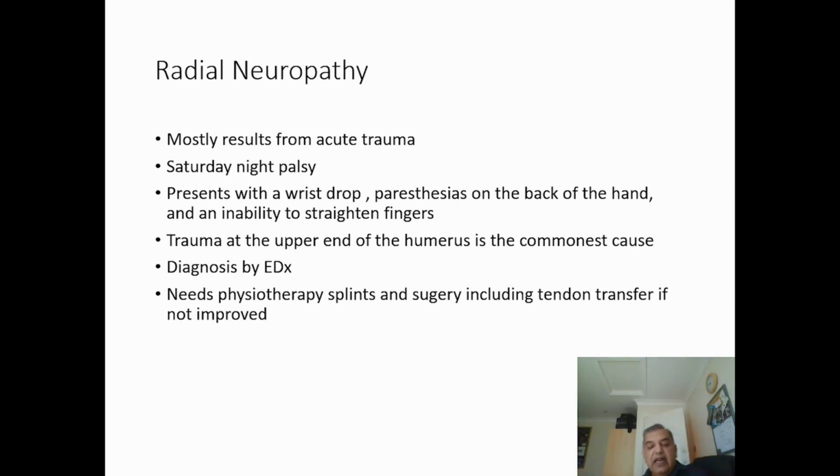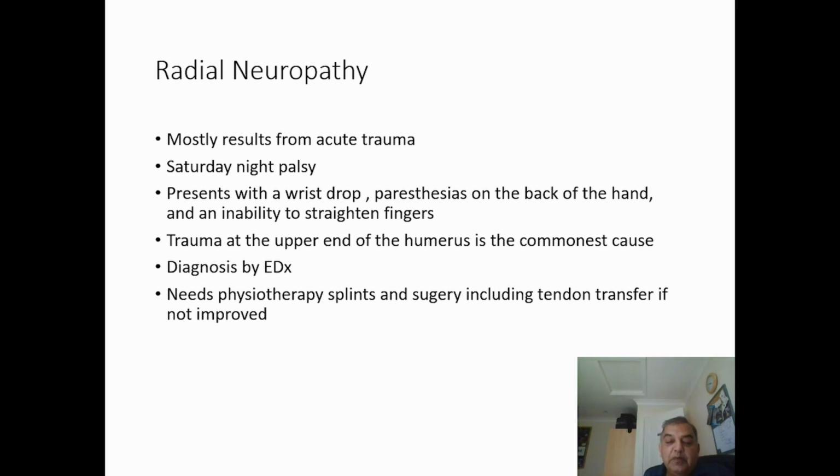Radial neuropathy, on the other hand, is much rarer. It's usually found secondary to acute traumas. You can get it when you have a fracture of the humerus. Also, the famous Saturday night palsy, where someone may present with acute wrist drop after going to sleep with his arm hanging on a chair.